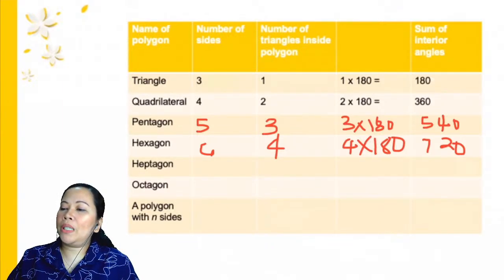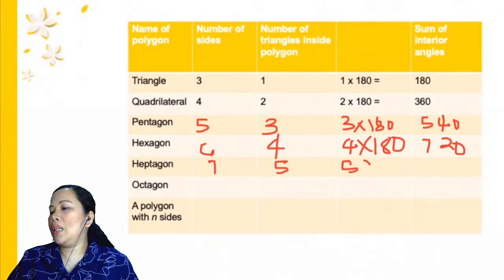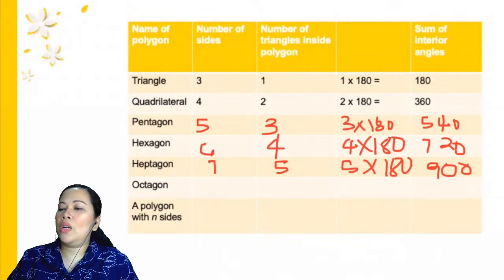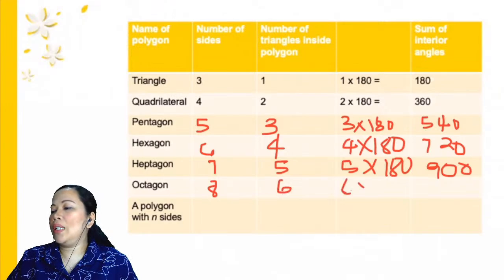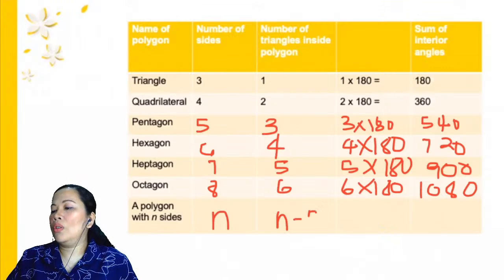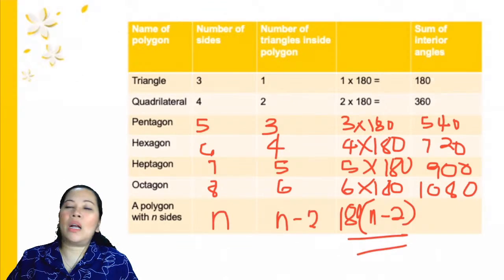And then we have heptagon, it's 7. 7 minus 2 is 5. So 5 times 180, again 720 plus 180. That's 900. And so on and so forth. Octagon is 8. 8 minus 2 is 6. So 6 times 180, plus 180. This is 1080. So if it's an n, it will be n minus 2. So n minus 2 times 180 will be your sum of interior angles.